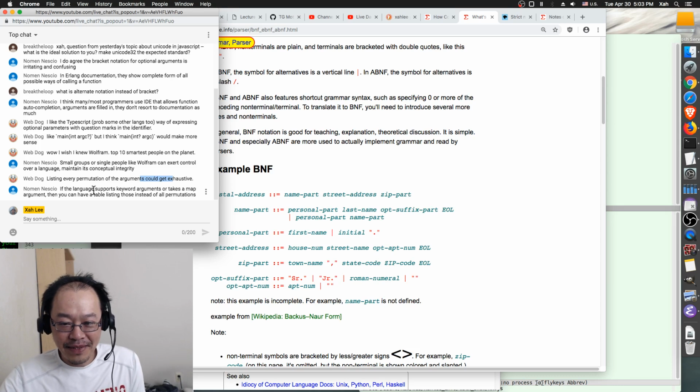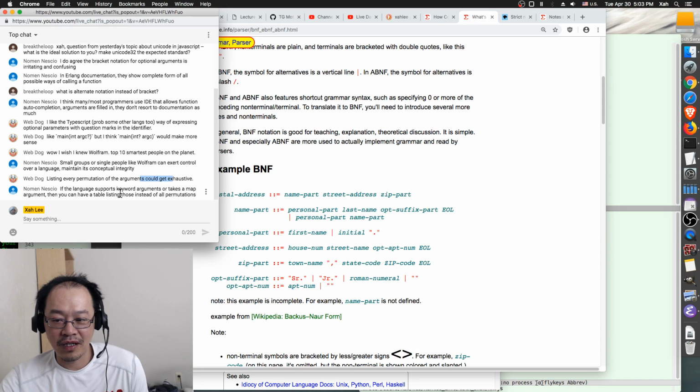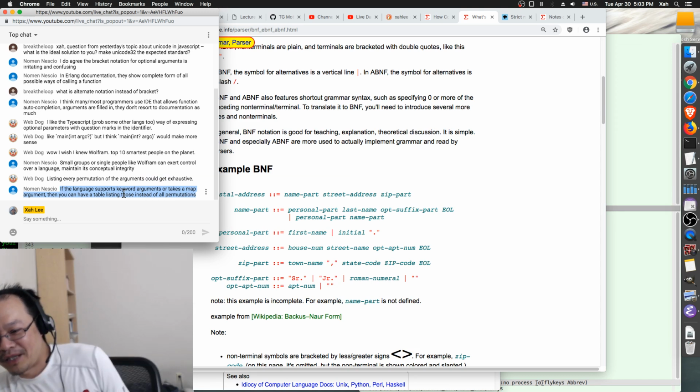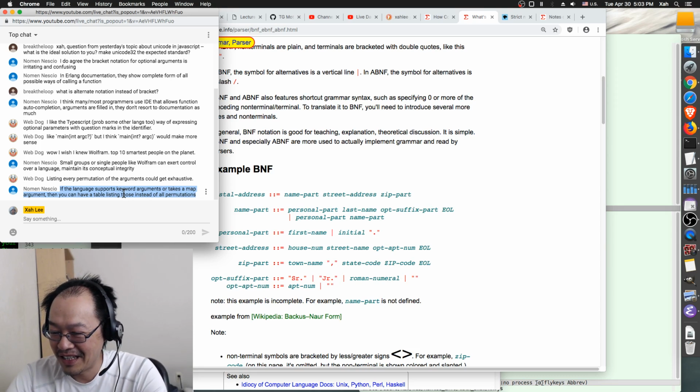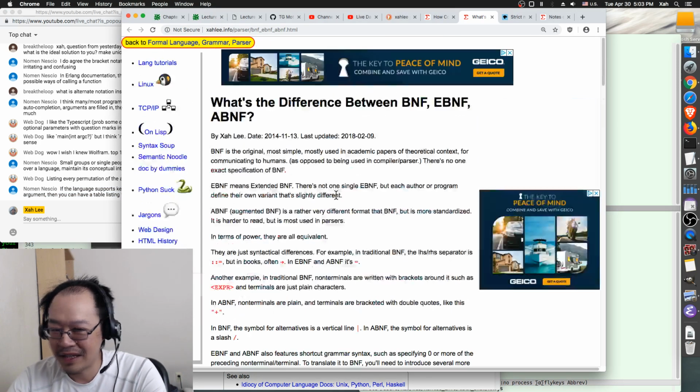So Norman says, if the language supports keyword arguments or takes a map argument, then you can have a table listing those instead of all permutations. Yeah, that's true, but that would be a different thing, right? Because then you are changing the function's arguments, so that's actually a different issue. So I guess that's about it for today.